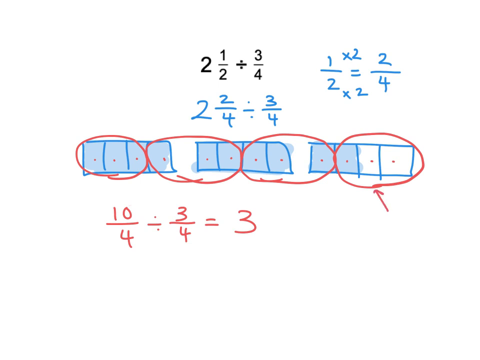Now my last group right here, out of those 3, only one of them is shaded in. So I can make 3 full groups and a third of the last group is shaded in. And that would be my answer.